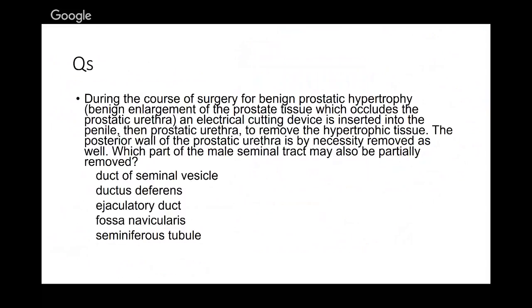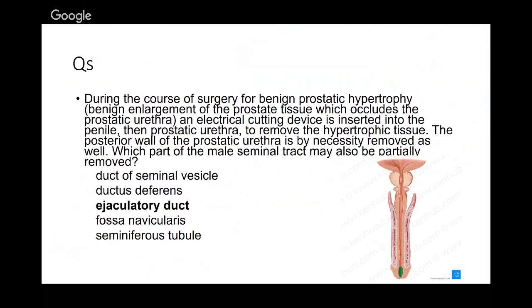Okay, so this one, the answer is ejaculatory ducts. We just talked about just then that the ejaculatory ducts open into the posterior wall of the prostatic urethra. So if you see that, then it's going to be this one. Not duct of seminal vesicle or ductus deferens, because those two join together to become the ejaculatory duct before it opens into the urethra. So the closest structure to it is going to be the ejaculatory duct.